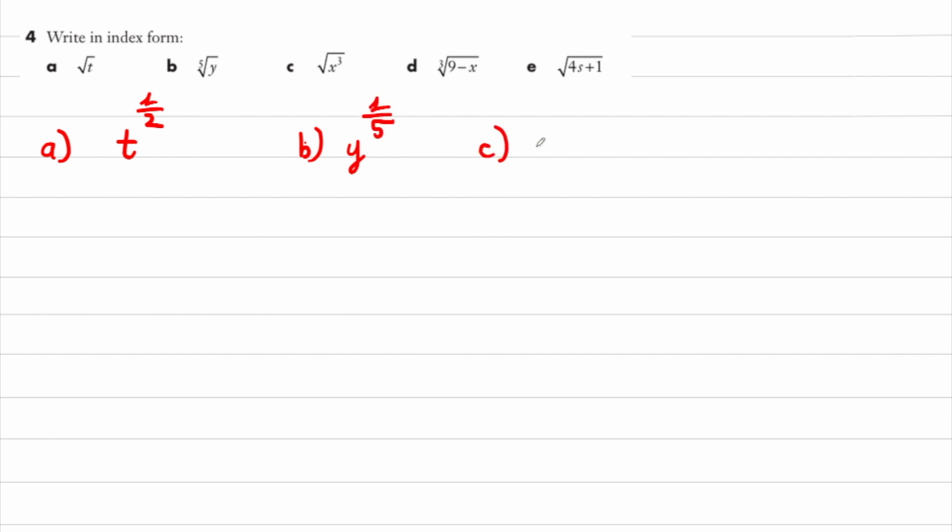Go to C, you have x cubed and you have a square root. It means 1 over 2 will be outside, and inside the bracket you have 3. That's why you can take 3 times 1 over 2. 3 inside, 1 over 2 outside, multiply together. After that you get 3 over 2 by this one.